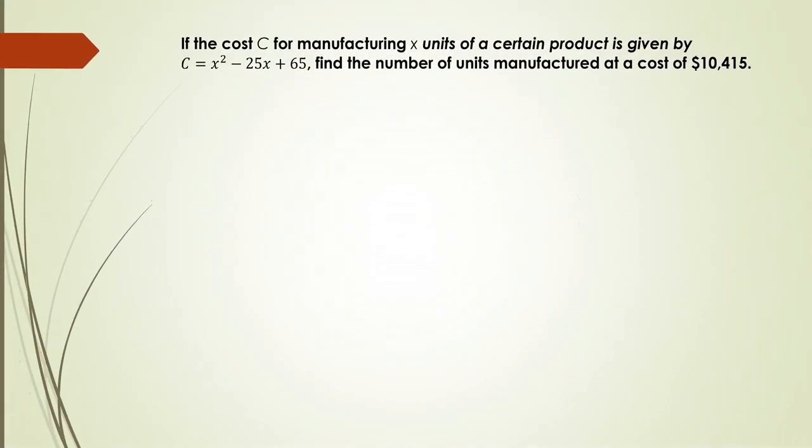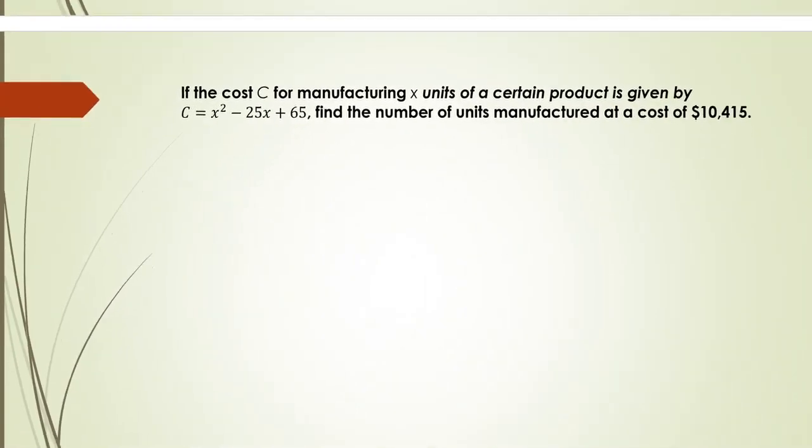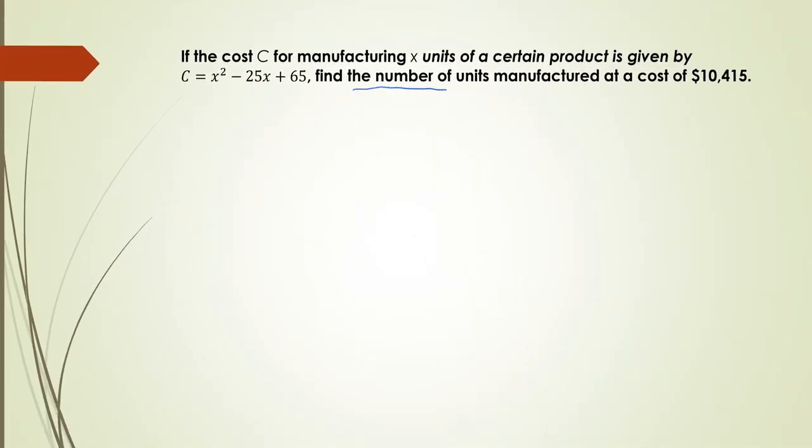So the last example, similar type problem. If the cost C for manufacturing X units of a certain product is given by C equals X squared minus 25X plus 65, find the number of units manufactured at a cost of $10,415. So they're wanting us to find the number of units. So the number of units, that's the X part. And then the cost, that's the C. So we can use that information to create an equation. So for C, I'm going to plug in 10,415 is equal to X squared minus 25X plus 65.